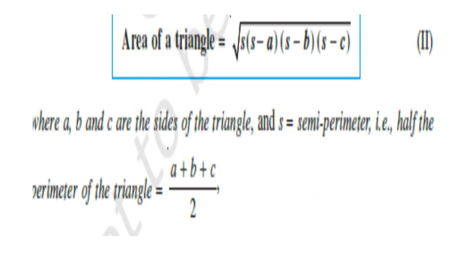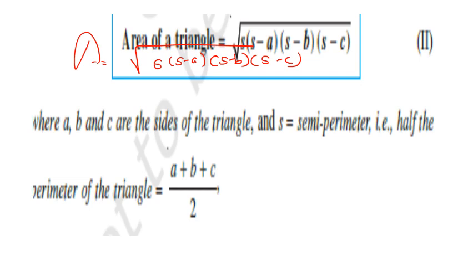So, area of triangle formula. What is Heron's formula? Area is equal to root of s into s minus a into s minus b into s minus c, where a, b, c are the sides of a triangle and s is called semi-perimeter. Semi-perimeter means half the perimeter of the triangle.